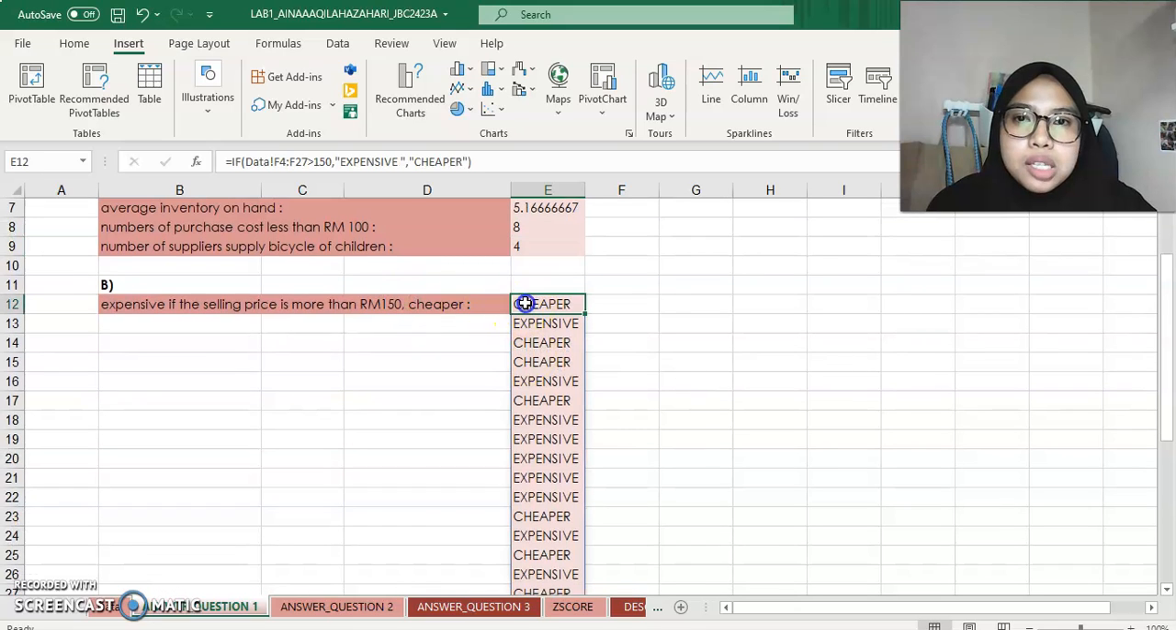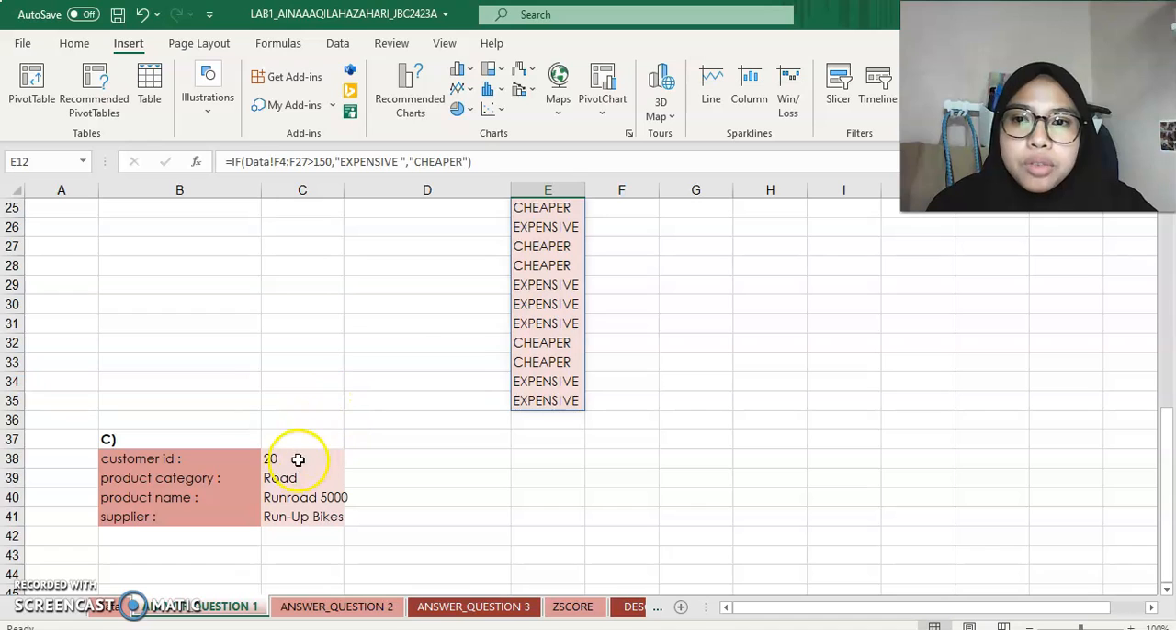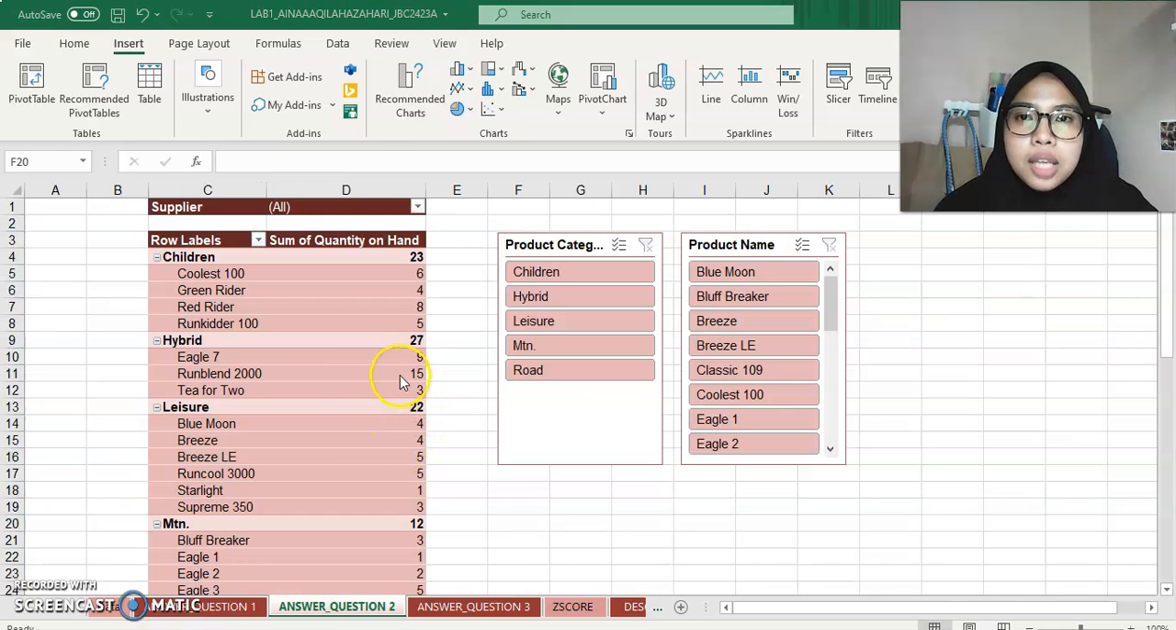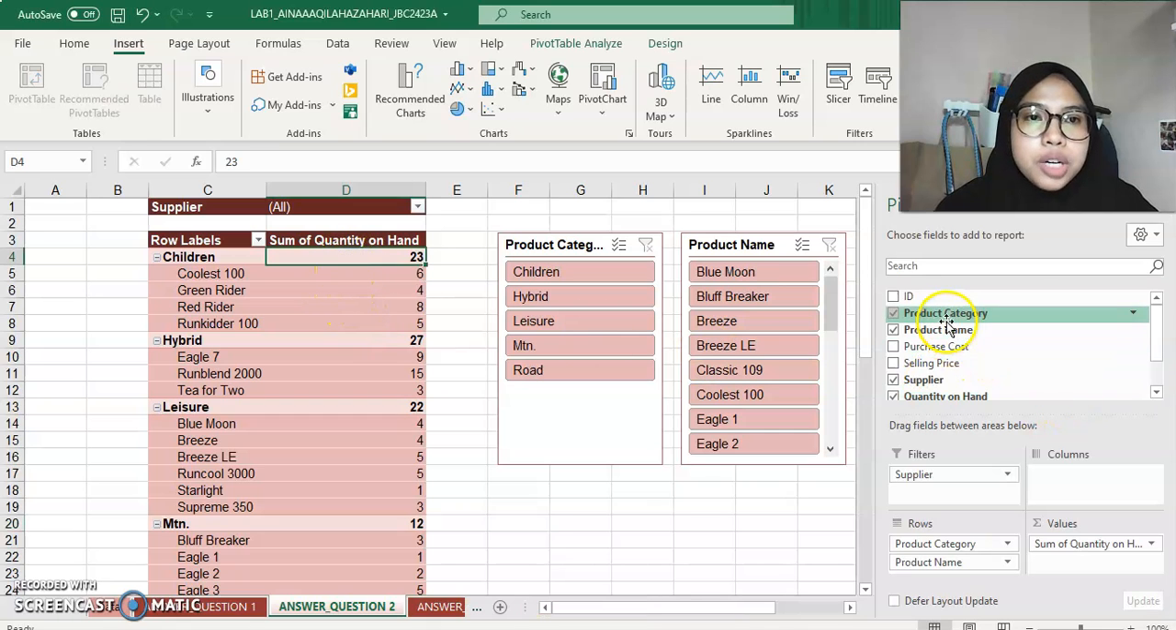For the B, this is the formula I use, E function. For the C, product category, product name, and supplier, I use VLOOKUP. Then for the question 2, for the pivot table, I use product category, product name, supplier, and quantity on hand.